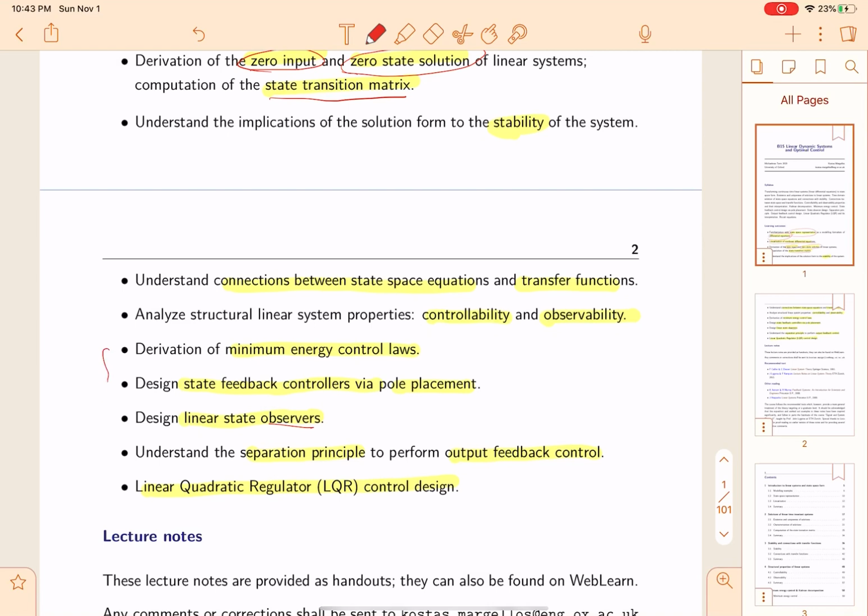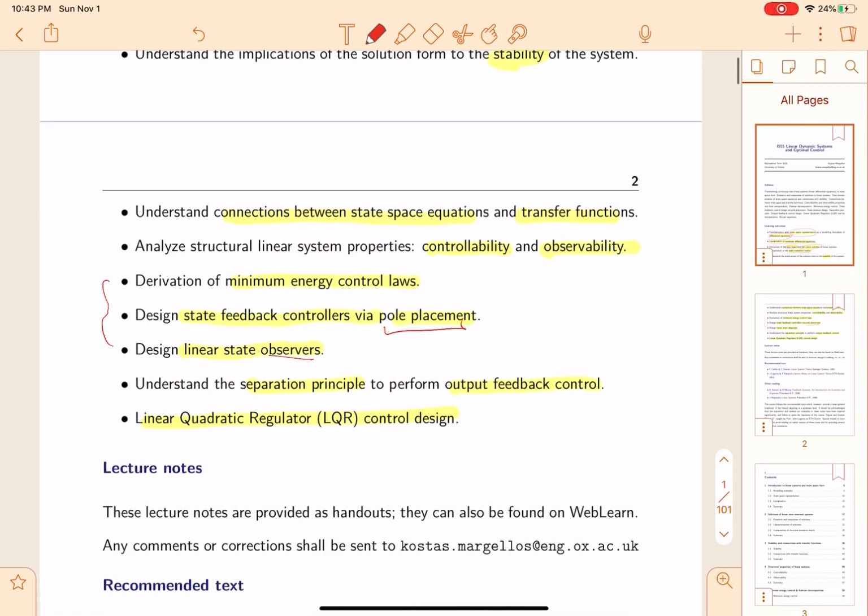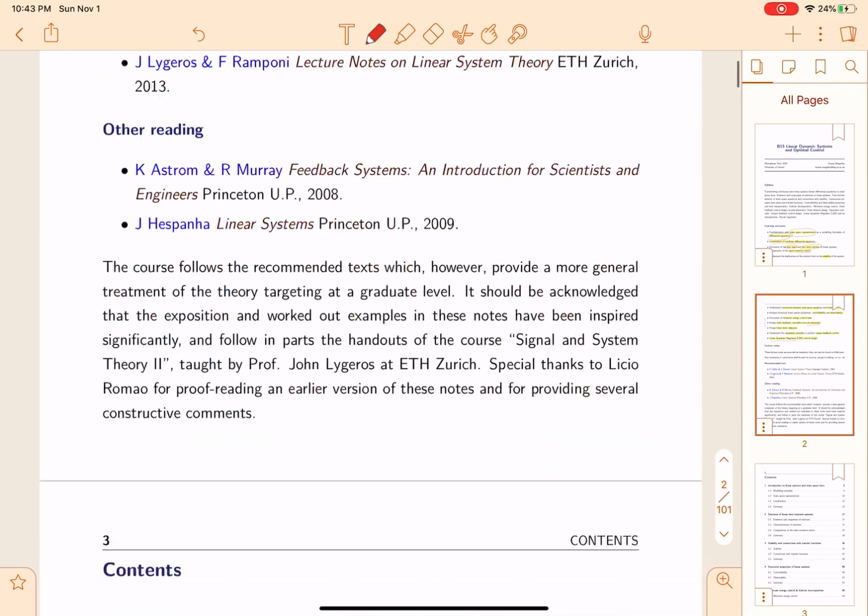So these are for design purpose. Design the state feedback controllers via pole placement. This is our method. And we will design linear state observer. We will understand the separation principle to perform the output feedback control. And we will use the method called linear quadratic regulator control design.